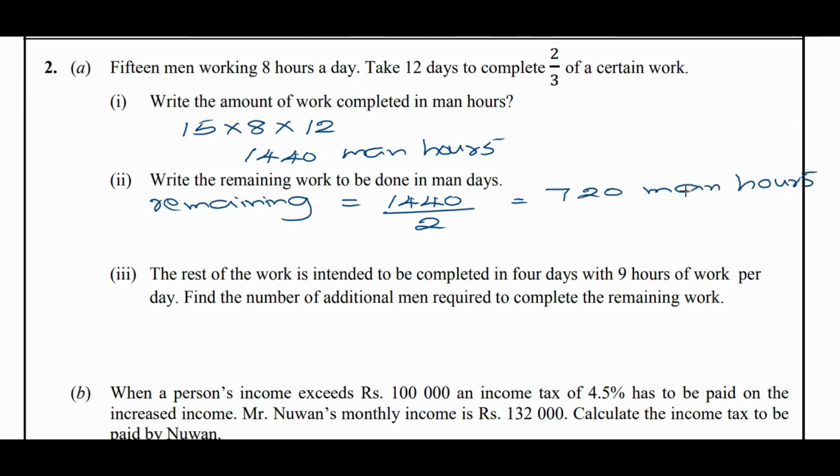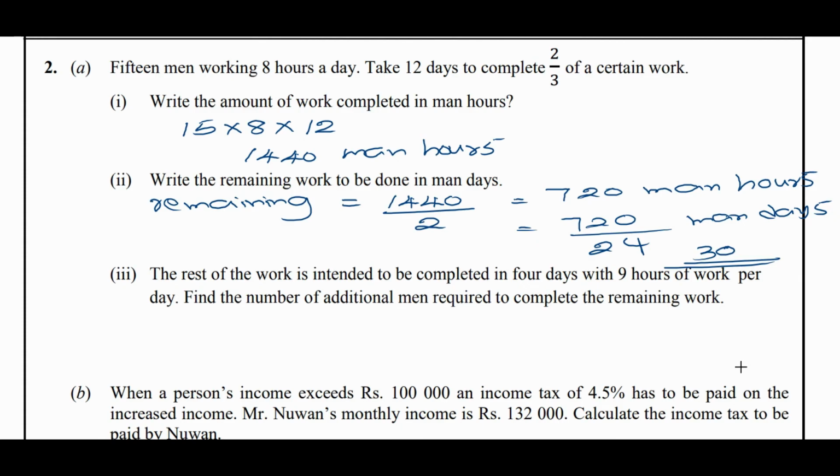But we are asking for man days. Then this 720 divided by 24, again we can convert this into man days. Answer should be 30 man days.